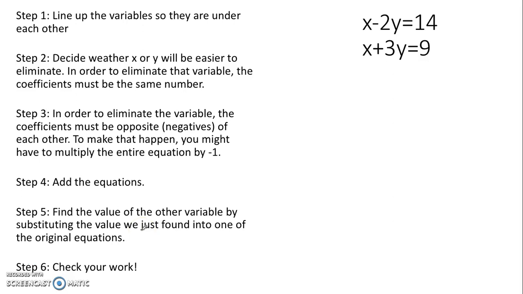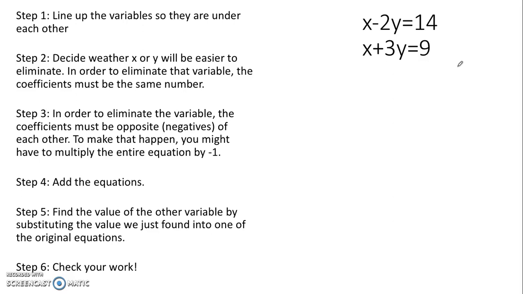Step one, line up the variables so they are underneath each other. Look at our example right here: x minus 2y is equal to 14, and x plus 3y is equal to 9. As you can see, the x's are lined up underneath each other, the y's are lined up underneath each other, and the constants are lined up underneath each other. That's what I mean by line up the variables so they are underneath each other. If we have a system where one equation is in standard form and one is in slope-intercept form, you're going to need to manipulate one of the equations so they are both in the same form, so we can line up the variables.